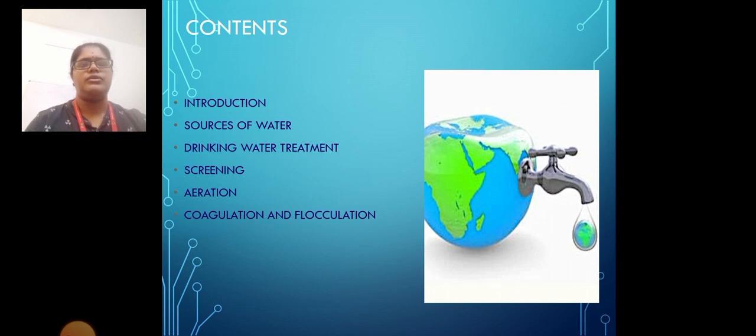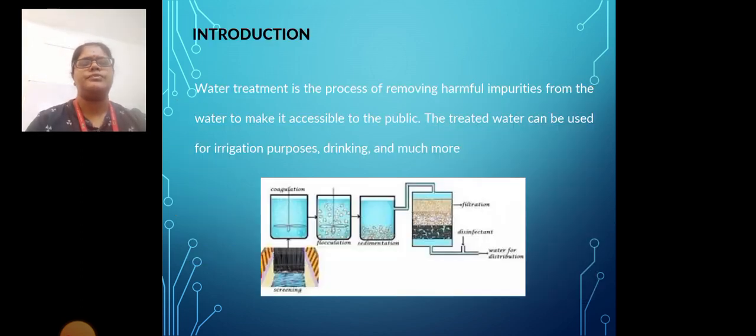So we know the different sources of water. In this video we are going to see these sources of water, drinking water treatment, then screening, aeration, coagulation and flocculation process, sedimentation, then disinfection. So water treatment is the process of removing harmful impurities from the water to make it accessible to the public. The treated water can be used for irrigation purpose, drinking and many other purposes.